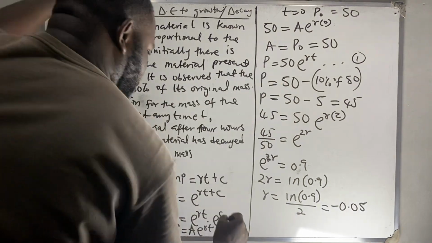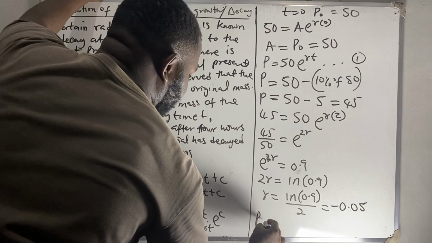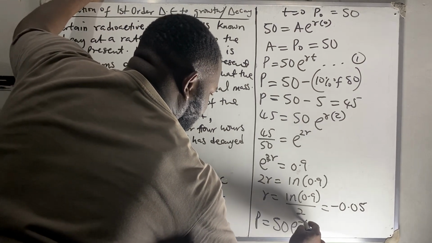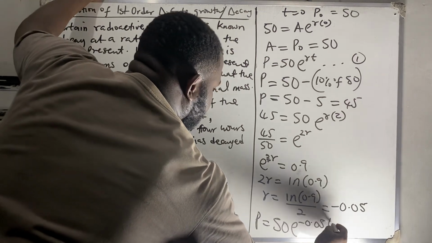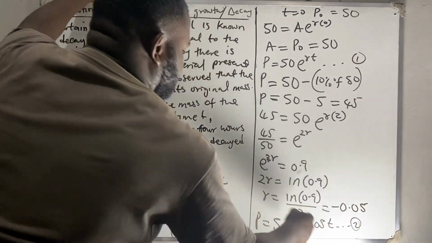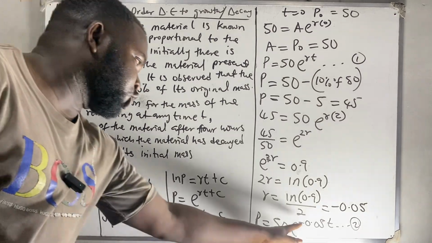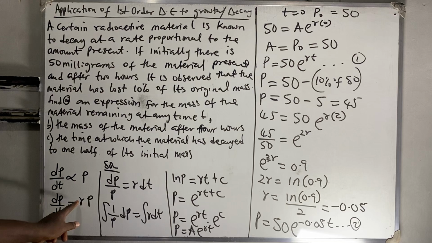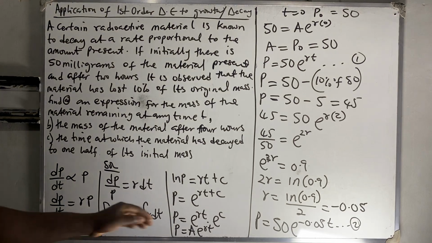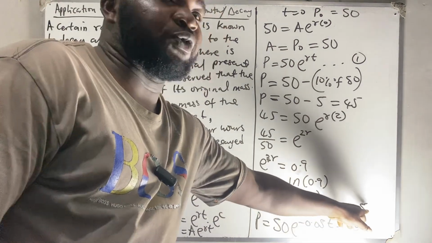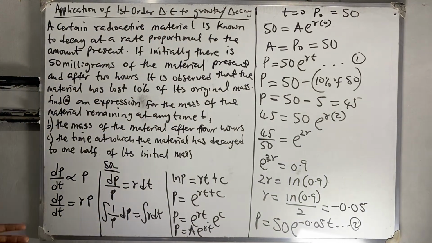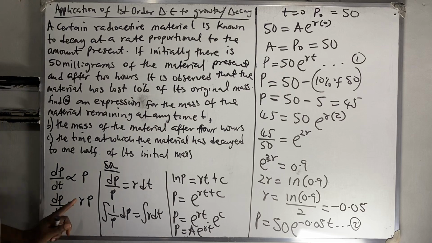So if you put it in equation 1, you will see that our new equation will now be P is equal to 50 exponential minus 0.05t. This is equation 2. You see, this negative here shows that it is a decay problem, like I told you. If we introduce that our r is negative here, we are going to be getting just 0.05, which if you put it back here, we are still getting the same answer. So you can try your own by introducing minus here and see what is going to happen.